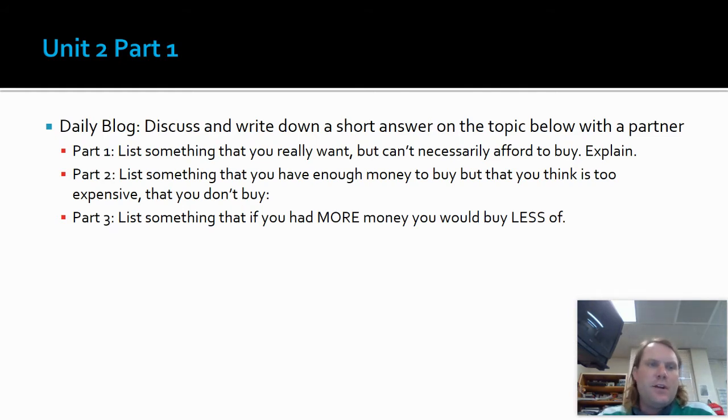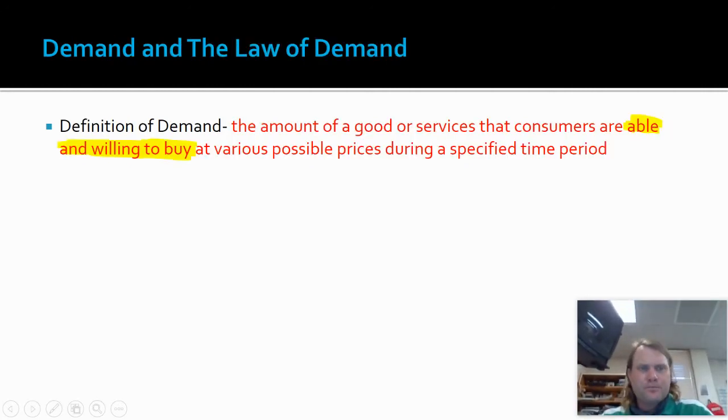We're going to throw in some definitions, talk about how we can draw this on a graph, and go forward from there today. Okay, so let's first of all define demand. The definition says that it's the amount of goods and services that we are able and willing to buy.